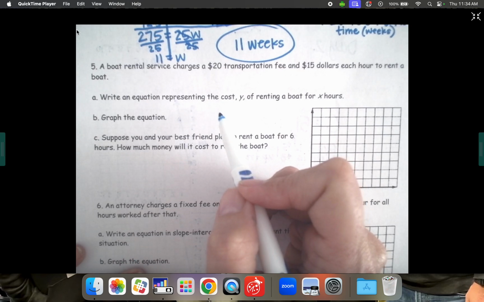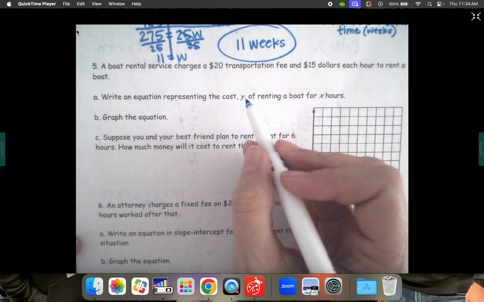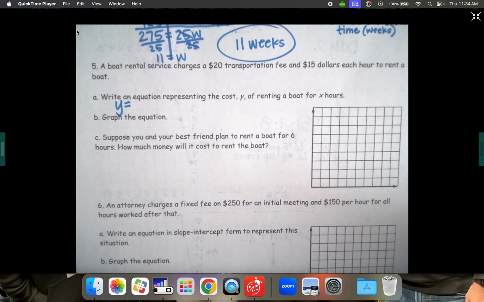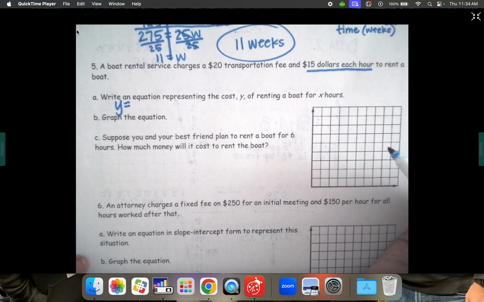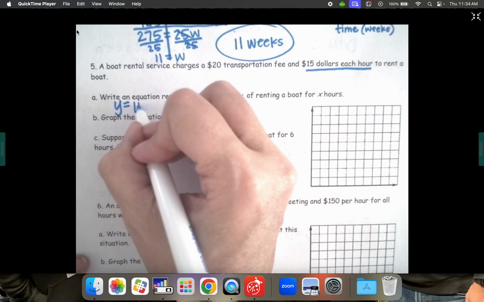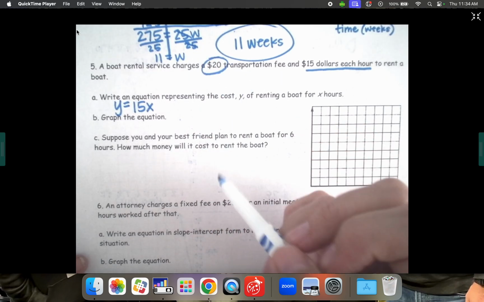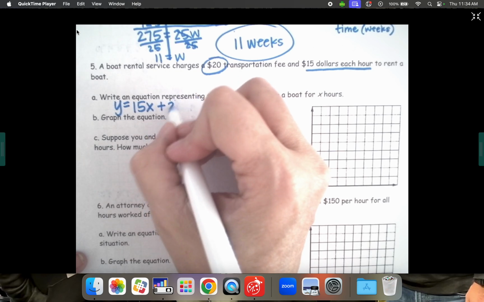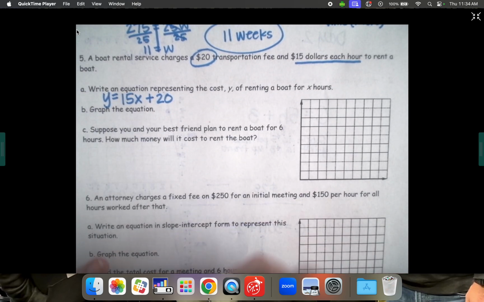All right, so we are going to write an equation. I don't know why they didn't give us a lot of room, but we'll say, oh, it's y and x now. I like that. The total cost is y. And it is $15 per hour. So since it's per hour, that's where our x is going to go for each hour. So 15x plus the $20 upfront fee, transportation fee. So plus the 20. And now we're going to come over here and graph it.